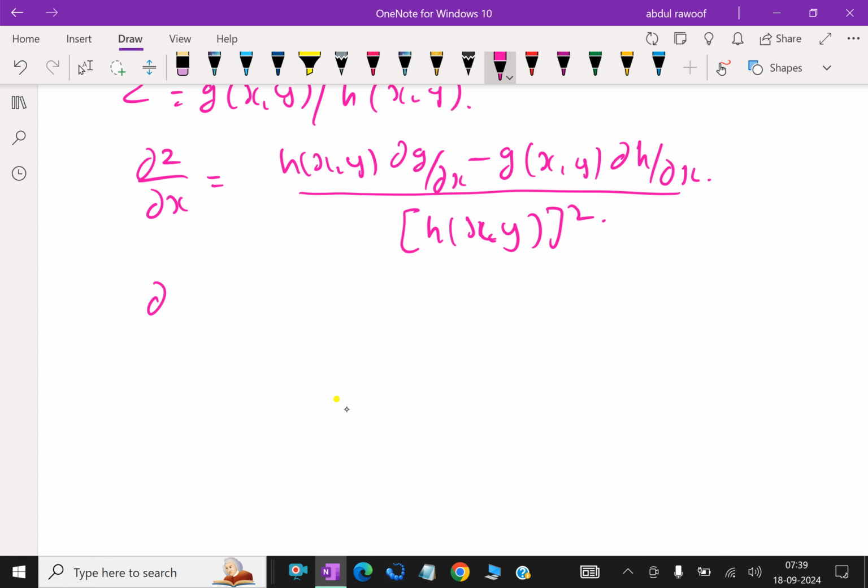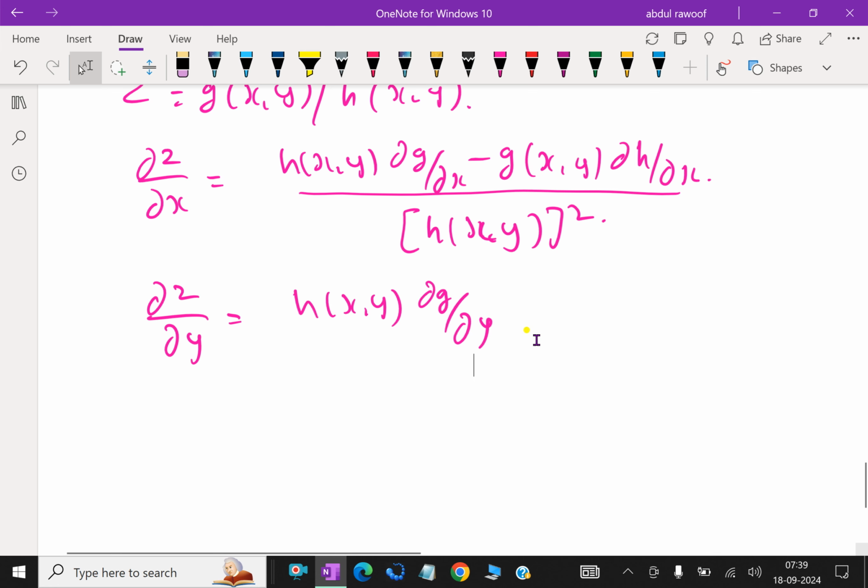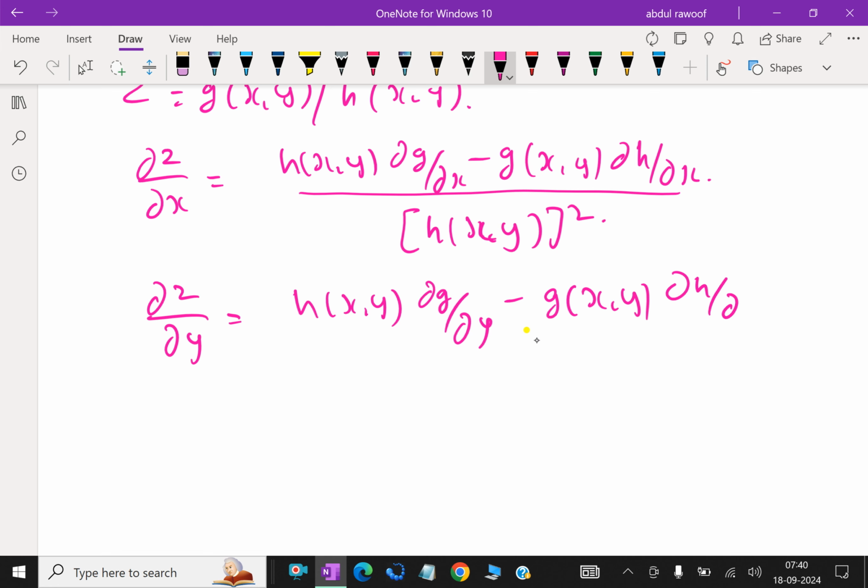Similarly, dou z by dou y is everything the same, but with respect to y, that is h of x comma y into dou g by dou y, because it is with respect to y. Similarly, minus g of x comma y into dou h by dou y over h of x comma y the square.